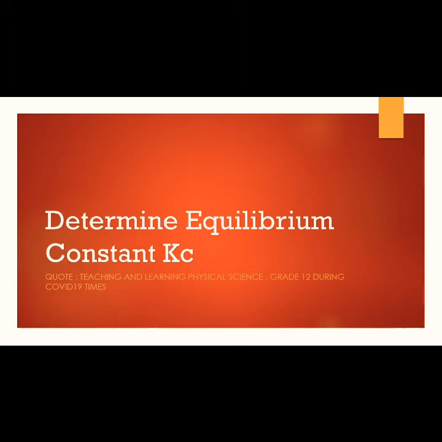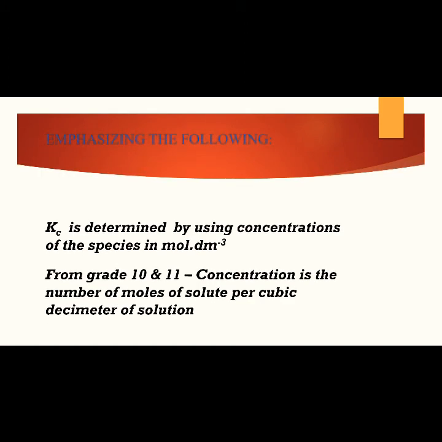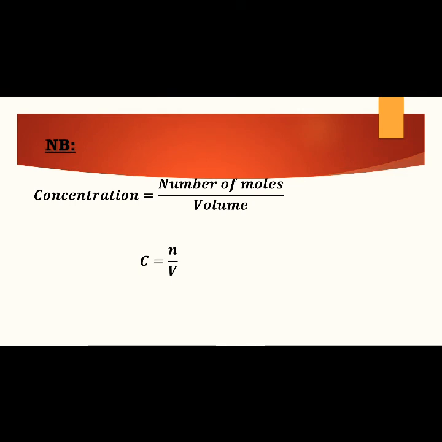The third topic under chemical equilibrium is to determine the equilibrium constant Kc. Kc is determined by using concentrations of the species in moles per decimeter cube. From grade 10 and 11, concentration is the number of moles of solute per cubic decimeter of solution. Concentration is equal to number of moles over volume. C is equal to n over V. Then the units are moles per decimeter cube.